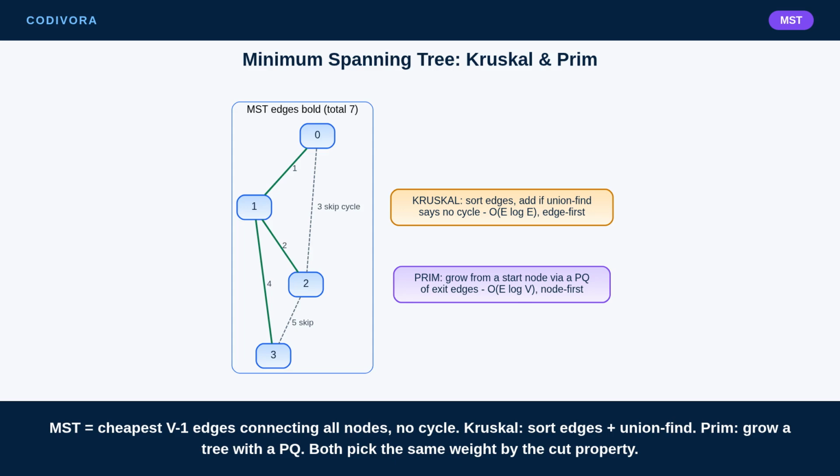A minimum spanning tree is the cheapest set of edges that connects every node with no cycle, exactly V-1 edges. Two greedy ways to build it. Kruskal is edge first. Sort every edge cheapest first, and add each one unless its endpoints are already connected, which you check with union find, because that would make a cycle. Prim is node first. Start anywhere and always pull the cheapest edge leaving the tree, using a priority queue, absorbing one new node at a time. Both land on the same total, here 7. Because of the cut property, the cheapest edge crossing any split is always safe.